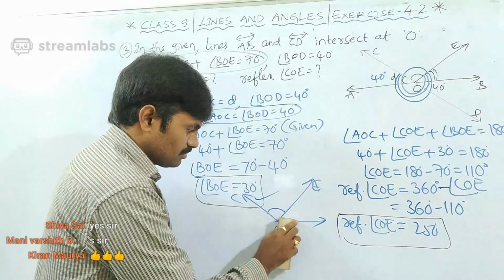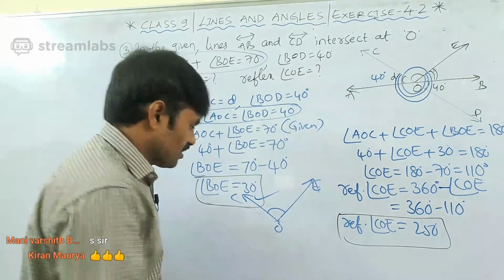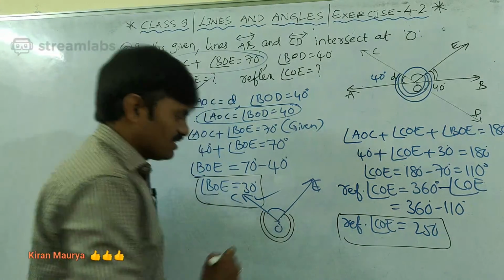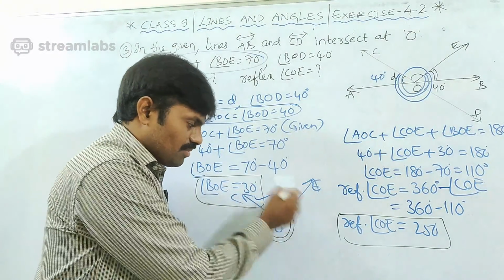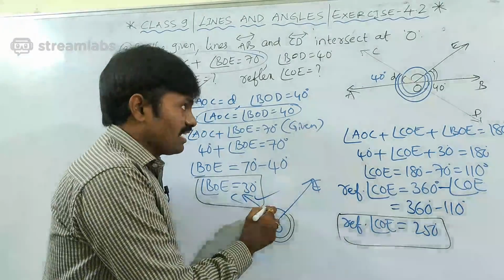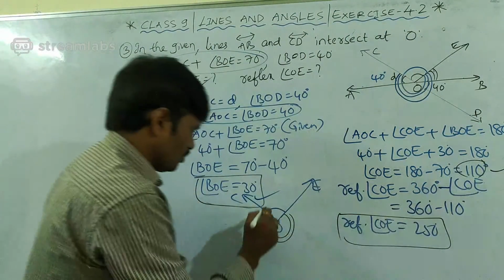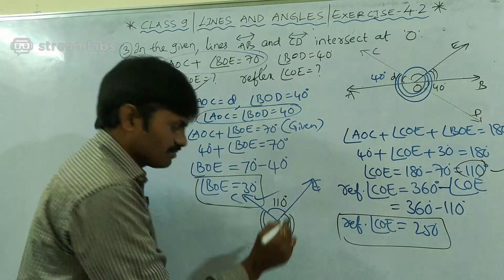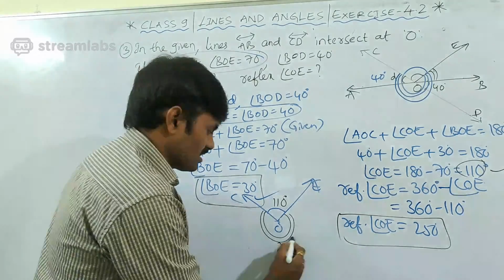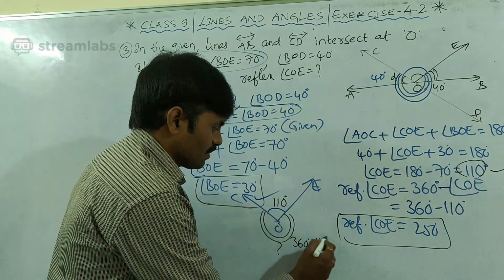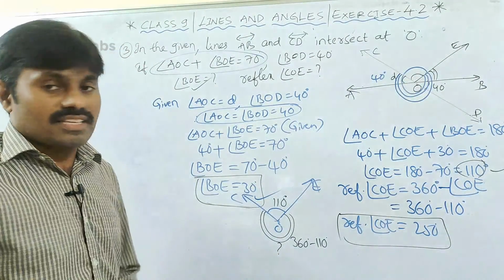I am erasing this one. Now this angle is what I want. We call this the reflex angle of COE. If you complete it, the sum of these two angles is 360. I know this angle: I got angle COE as 110 degrees from here. Then what about this angle? That is 360 minus 110, which is 250 degrees. Is it clear?